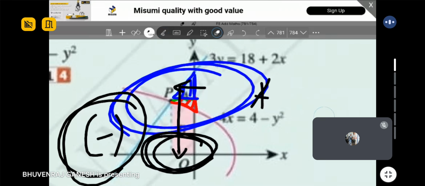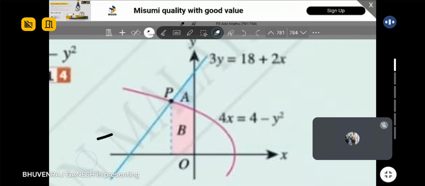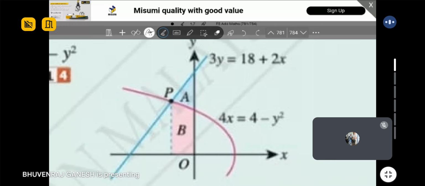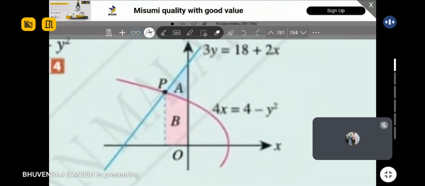What symbol you must use when you solve this equation? Kalau negative, kamu kena letak. Yes. Okay, use modulus guys for both area also. Because if you don't use modulus, your answer will come out wrong already. Okay, so must use modulus.